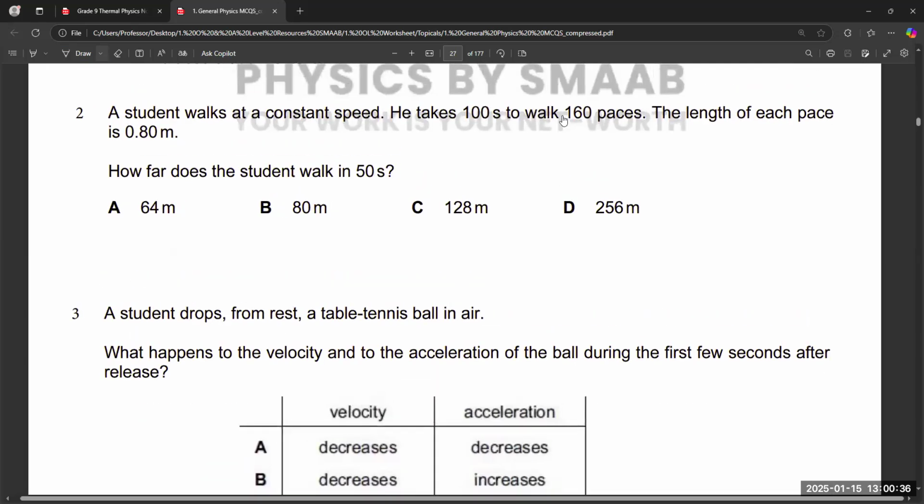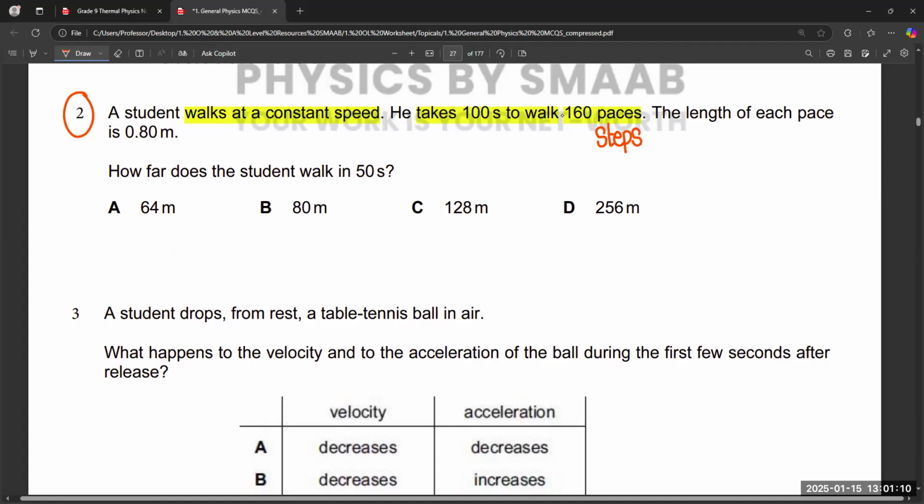Question number 2. In question number 2, a student walks at a constant speed. So now you can see they are talking about speed. It means direction is not important in this question. So there is no direction included. He takes 100 seconds to walk 160 paces. In simple words, paces can be defined as steps.